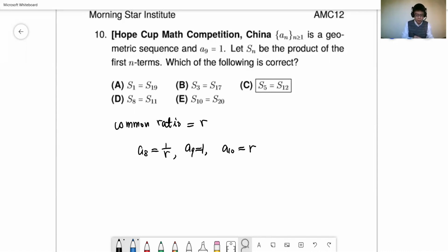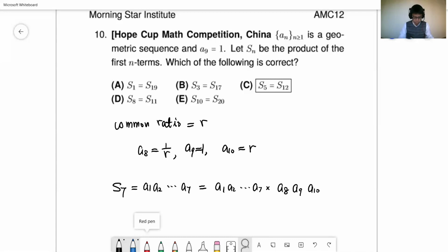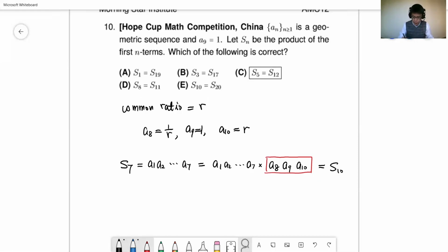And from here, we see some pattern. We note that the product of the first 7 terms, S7, equals A1 through A7 times A8, A9, A10, because the last 3 terms have a product of 1, okay? But this new product equals S10. Now we have S7 equals S10. By a similar idea, we may find some other equations. For example, A11 equals R squared and A7 equals 1 over R squared, right?